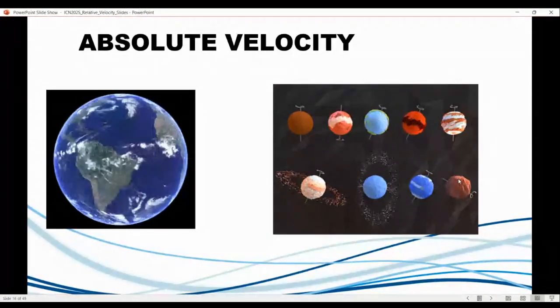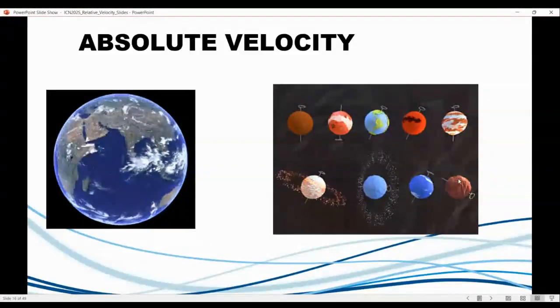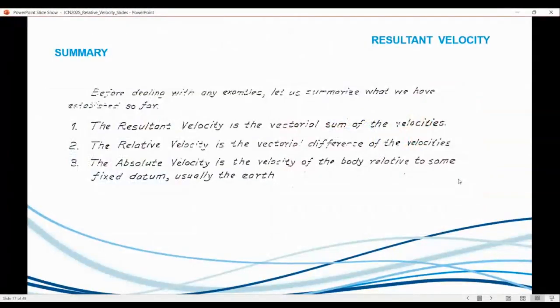Okay, so that's some illustrations of. I don't know what's the point of this. Things moving at different. Okay, so that's just in conclusion.